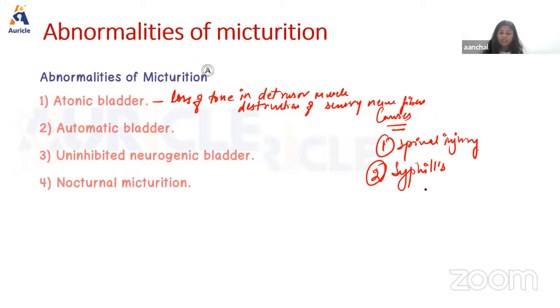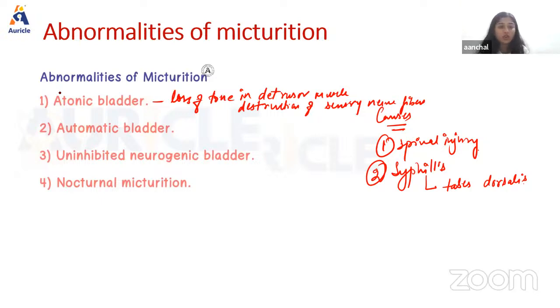Now in the case of syphilis, it results in a degenerative nervous disorder known as tabes dorsalis, which is characterized by degeneration of the dorsal nerve root. Degeneration of the dorsal nerve root of the sacral region develops an atonic bladder, and the atonic bladder in tabes dorsalis is also known as tabetic bladder.